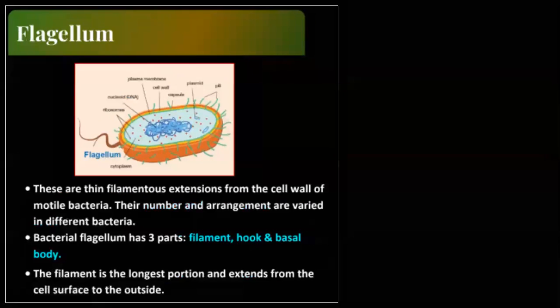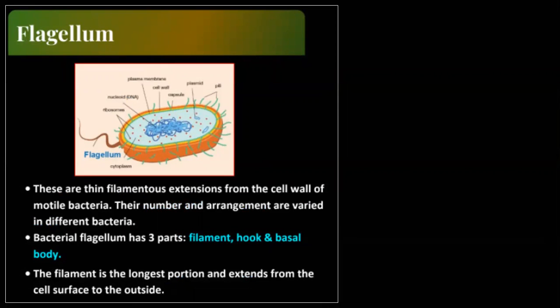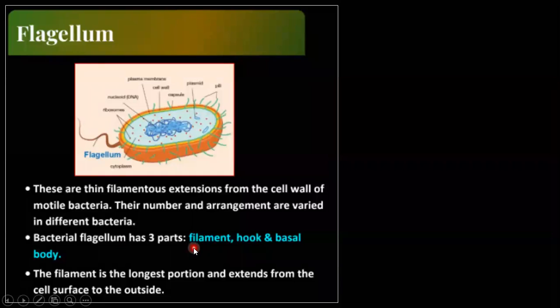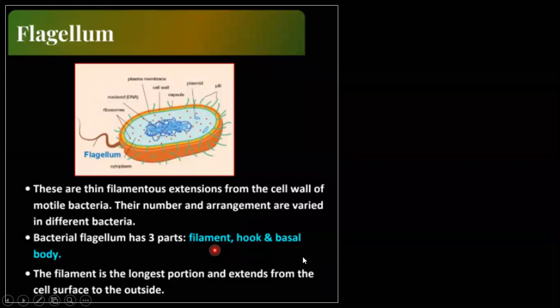So we are moving forward with flagellum. These are thin filamentous extensions from the cell wall of motile bacteria. The number and arrangement are varied in different bacteria. Bacterial flagellum has three parts: the filament, hook, and basal body. The filament, hook, and basal body are the three main parts of the bacterial flagellum.